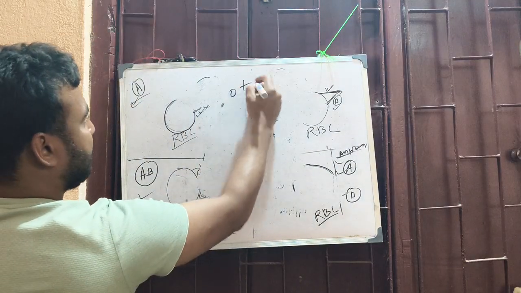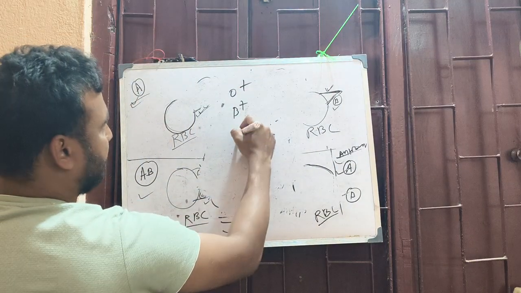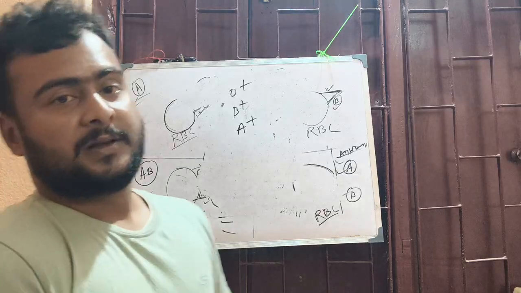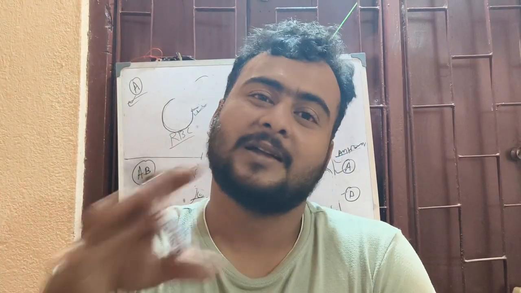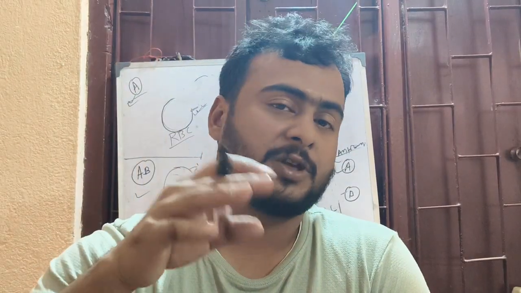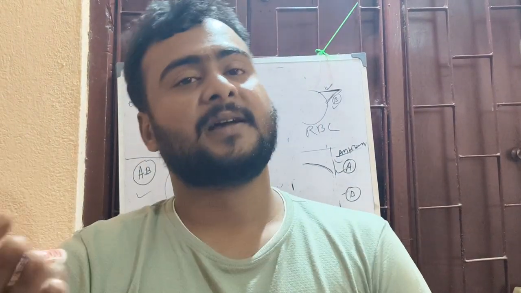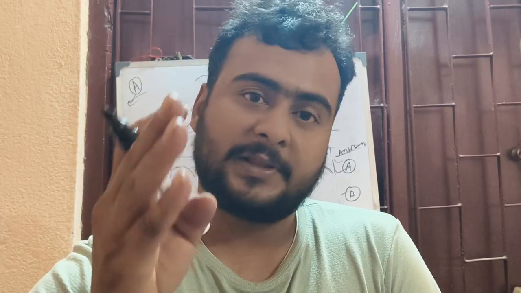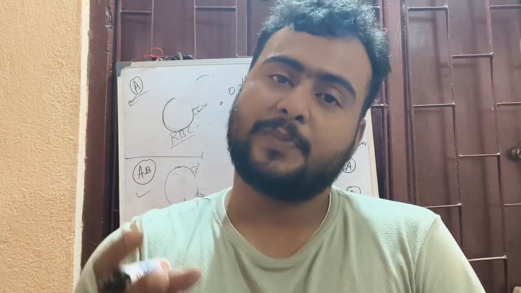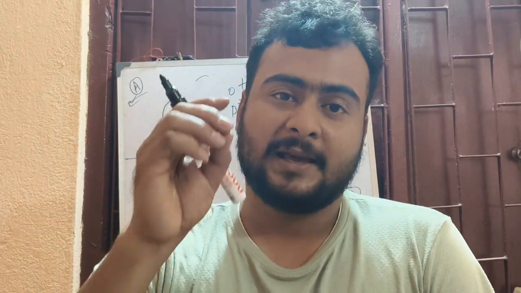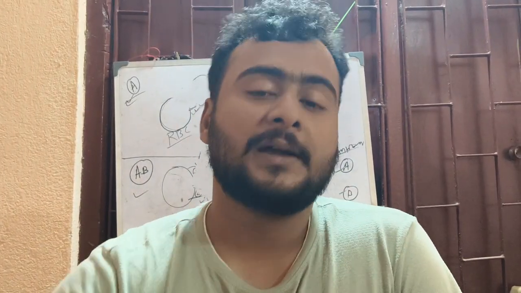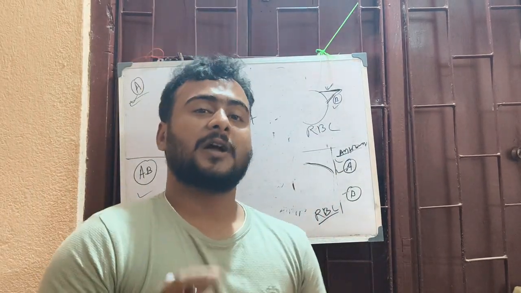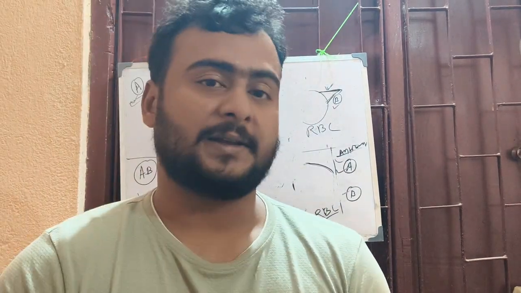O positive, then B positive, then A positive? See, as I said, it's confirmed that we have two kinds of antigen, that is A and B, on the surface of RBC. In the case of A, the A antigen will be there on the surface. In the case of B, the B antigen will be there on the surface of the RBC. In the case of AB, both the antigens will be there, right? But in the case of the O group, there will be no antigen, right?